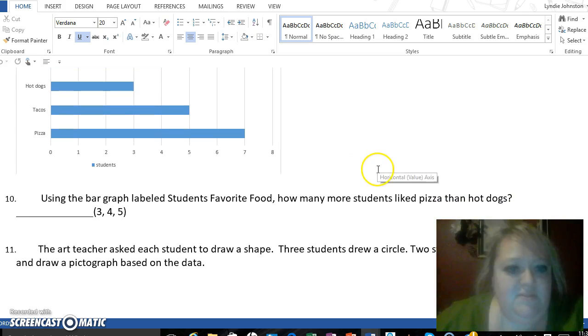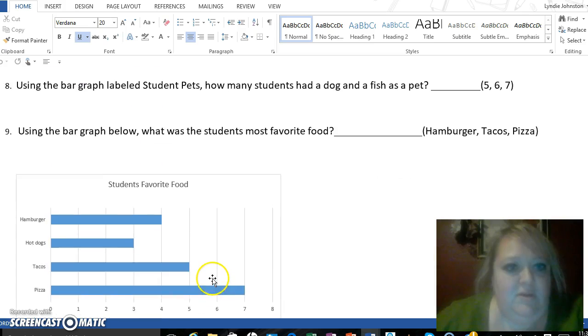There's the bar graphs. And then down here at the bottom where they create a pictograph, I only gave them 2 examples to display in their pictograph instead of 3. I only put the 3 students and 2 students and left out the 5 that they would have to draw.